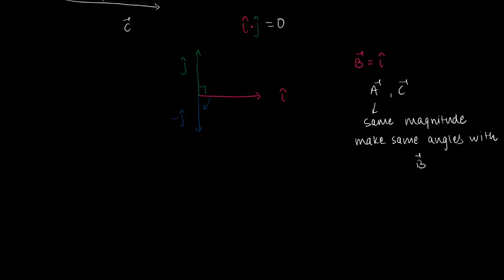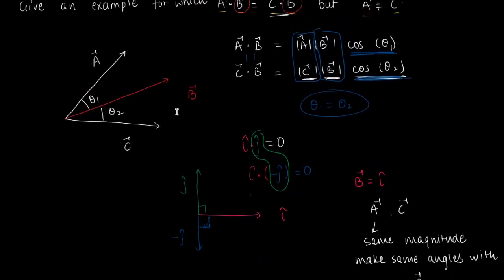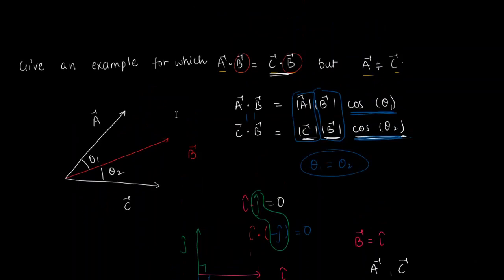Then i hat dot negative j hat. Again, these two are at an angle of 90 degrees, so this is again 0. But j hat and negative j hat are not equal, and so an example, a really simplified answer to the question, would be if b is equal to i hat, a is equal to j hat, and c is equal to minus j hat.